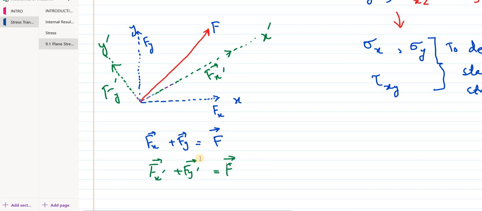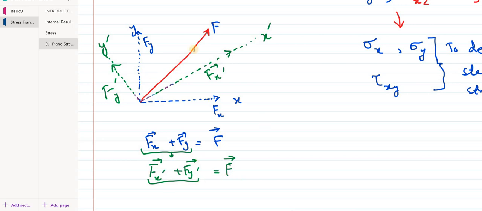They are all equivalent. What I mean to say is these two components are equivalent to these two components. So whether you represent F as the sum of Fx plus Fy, or you represent Fx prime plus Fy prime, you are representing the same F in components in different orientations. So it's just changing the orientations that you are considering. The given force is same.